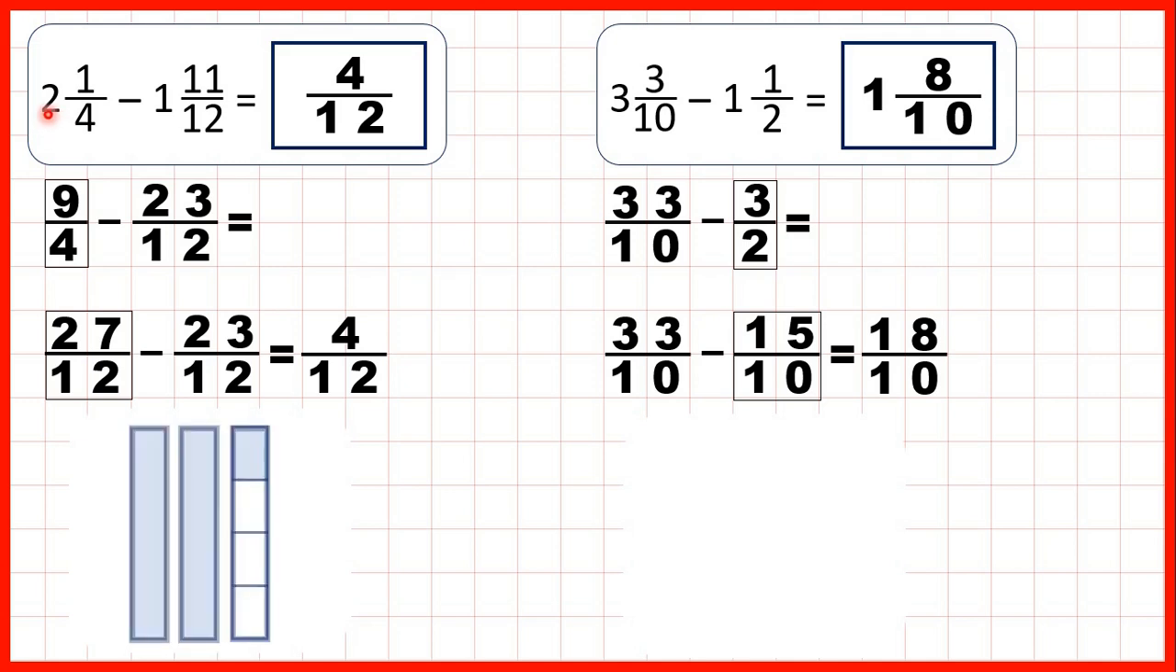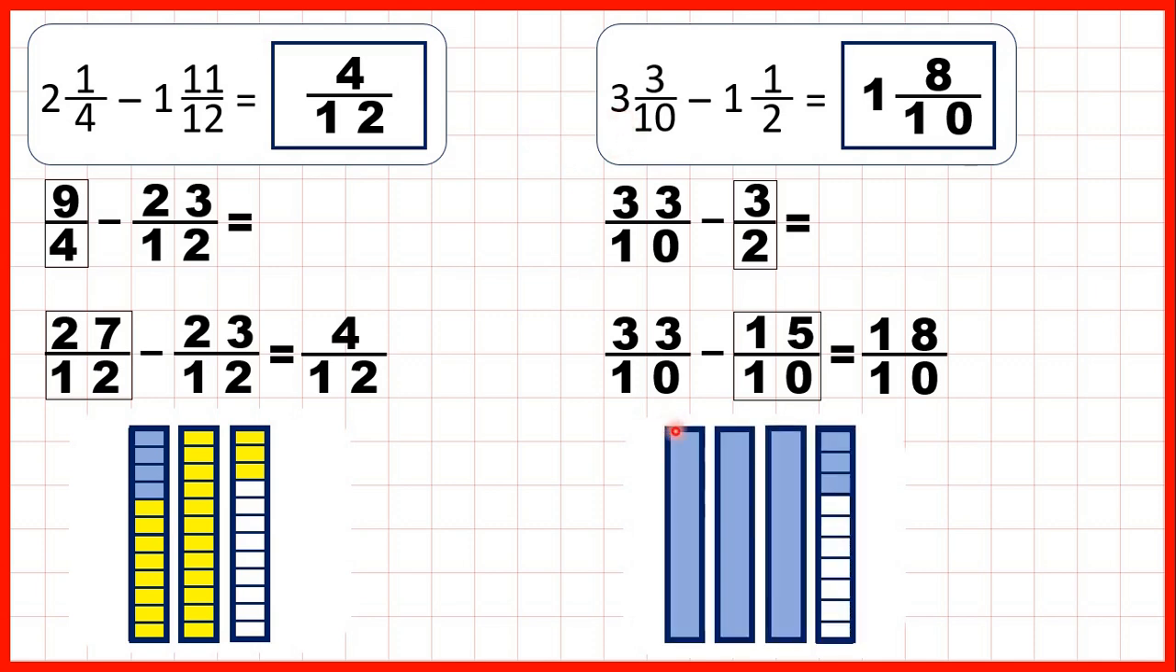For this first question, we started with 2 and 1 quarter. We changed that into an improper fraction, so we got 9 quarters. But we were subtracting twelfths, so we changed those 9 quarters into 27 twelfths. Then we could subtract 23 of those twelfths to leave us with just the 4 twelfths left in blue here as our answer.